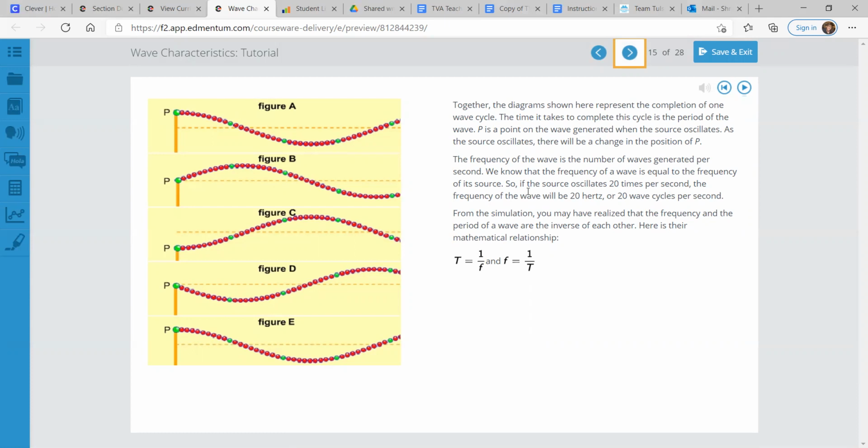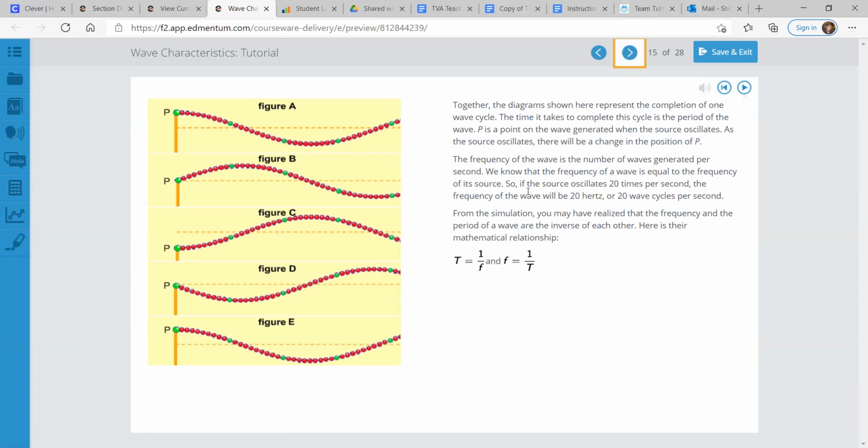The frequency of the wave is the number of waves generated per second. So we know that the frequency of a wave is equal to the frequency of its source. If the source oscillates 20 times per second, the frequency of the wave will be 20 hertz, or 20 wave cycles per second.